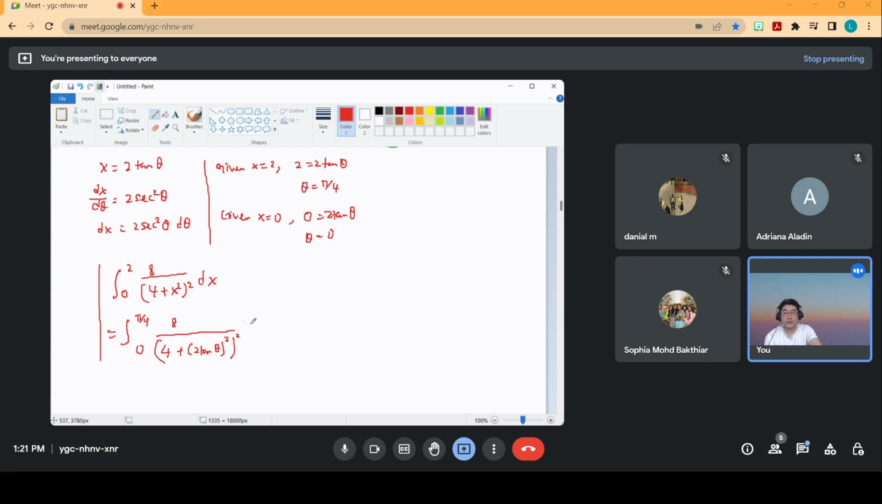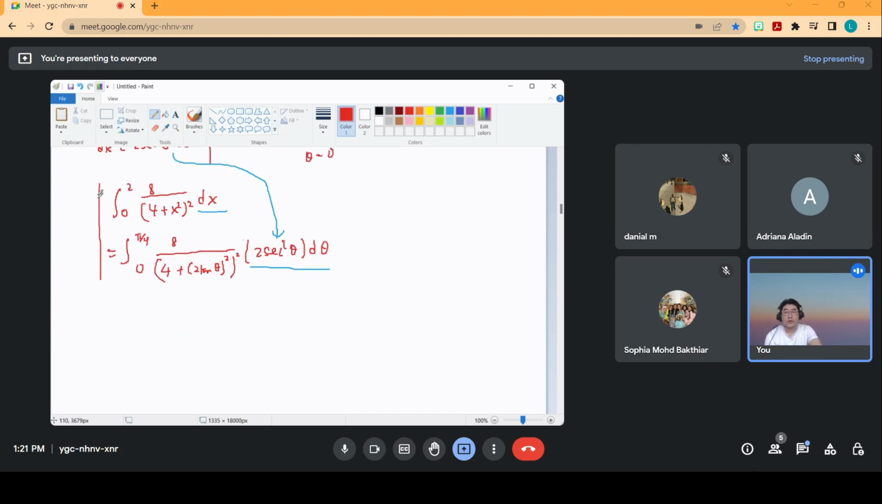So this dx here, I change it into 2 secant square theta d theta. So let's actually see from here. I replace the time bit. So let's see what do I get then. I have pi over 4, 0. So I have an 8. This one I need to expand: 4 plus 4 tangent square, then with a square. So this one becomes 16. 8 and 2 together become 16, and the secant square theta d theta.